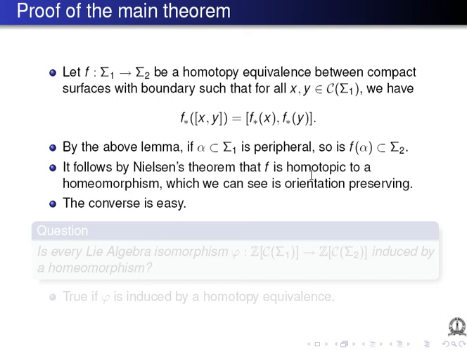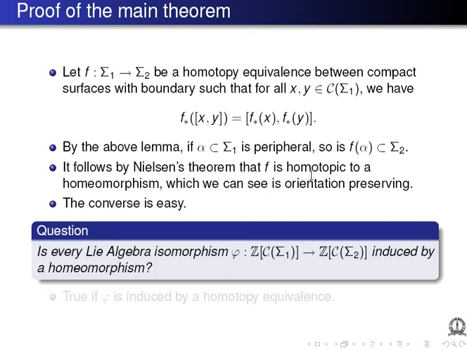Let me conclude this little screencast with a question. Is every Lie algebra isomorphism induced by a homeomorphism? So what we have seen is that Lie algebra isomorphisms induced by homotopy equivalences are in fact induced by homeomorphisms, and this gives a very elegant characterization of homeomorphisms. But what if we just had an abstract Lie algebra isomorphism? Then must it be induced by a homeomorphism? I don't know. With this, I'll stop.